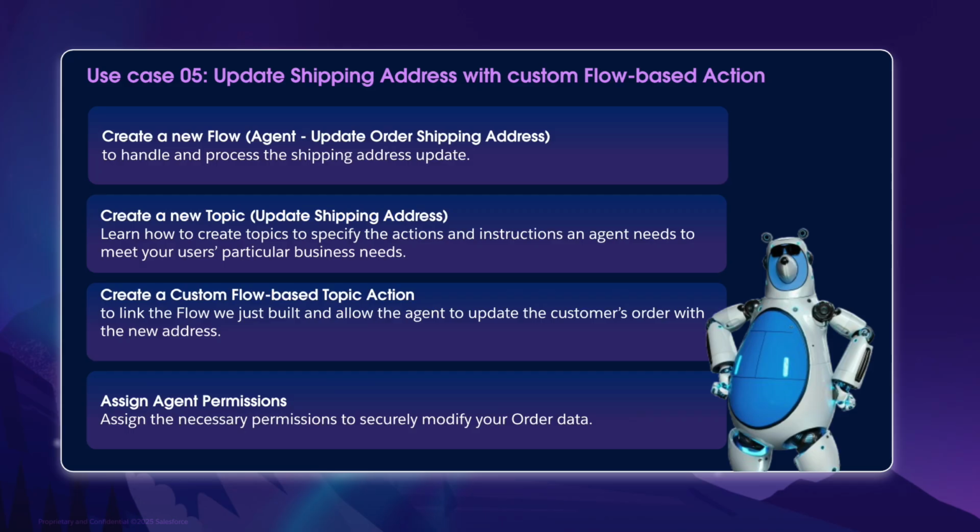Firstly, we will create a new flow to handle and process the shipping address update. Secondly, we will create a custom topic to define the context, actions, and instructions the agent should follow when a customer requests a shipping address change. Thirdly, we will create a custom flow-based topic action to link the flow we just built and allow the agent to update the customer's order with the new address.